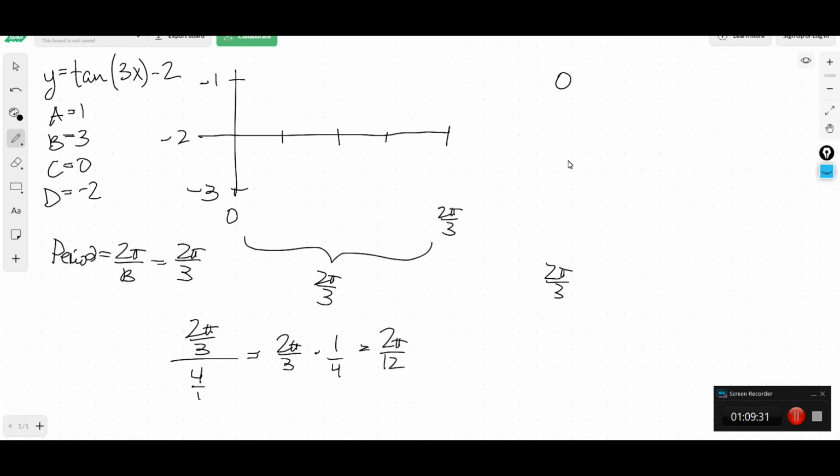So then I have, let's see, this next point should be 0 plus 2 pi over 12, which is 2 pi over 12. And then you just add this a couple more times. And hopefully you see, when I don't simplify the denominator, oh, it's so much easier.